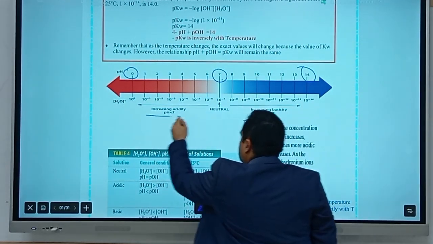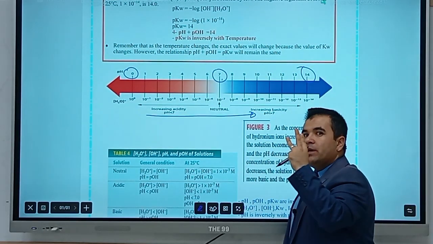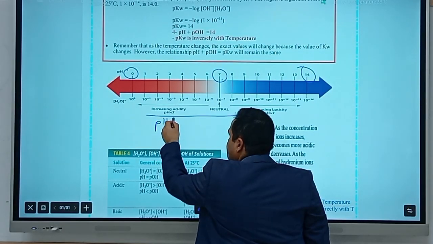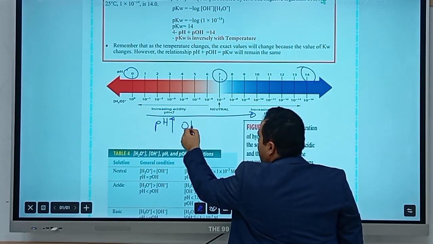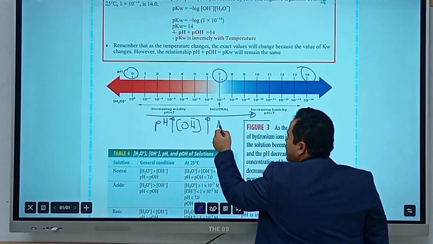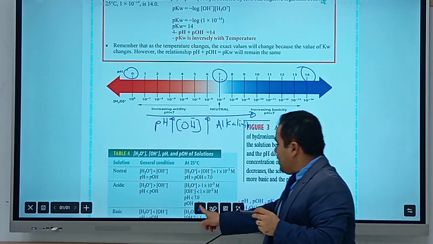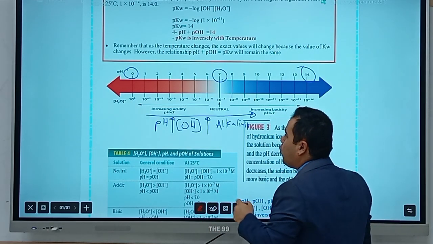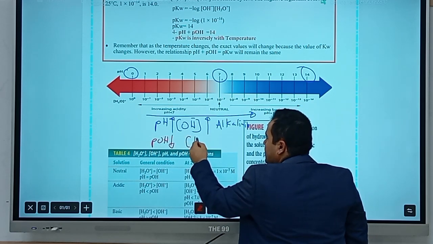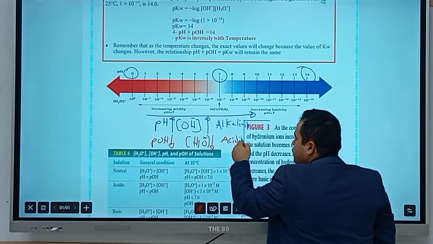Guys, approaching toward 14 increases three quantities. First, it increases the pH of the solution. Second, it increases the hydroxide concentration in the solution. Third, it increases the alkalinity of the solution. But at the same time, guys, it decreases three other quantities: it decreases the pOH, decreases the hydronium concentration, and decreases the acidity of the solution.